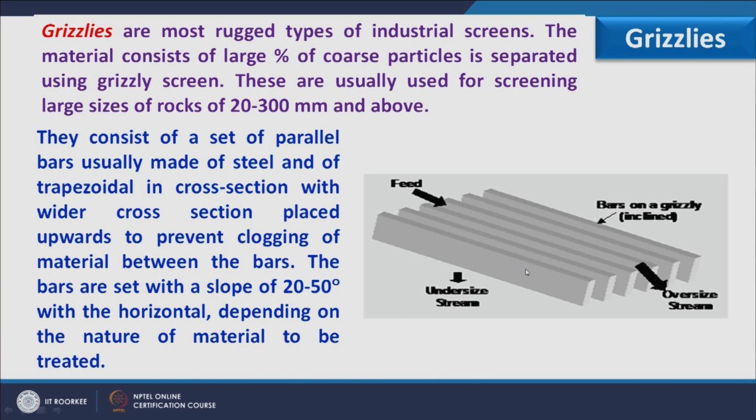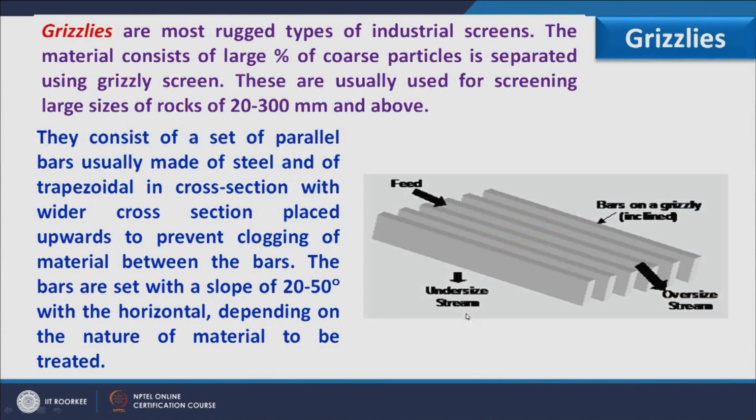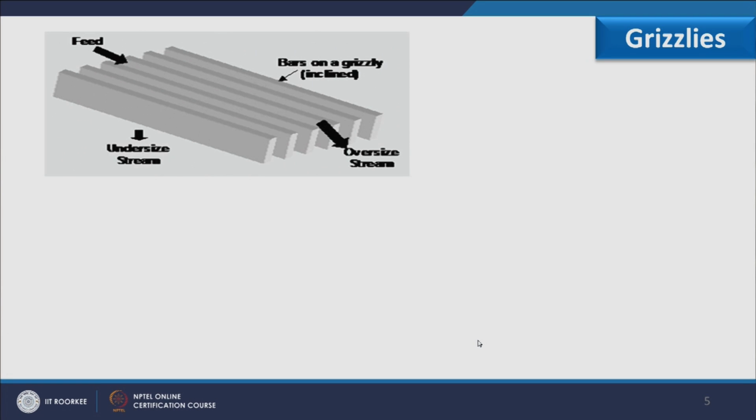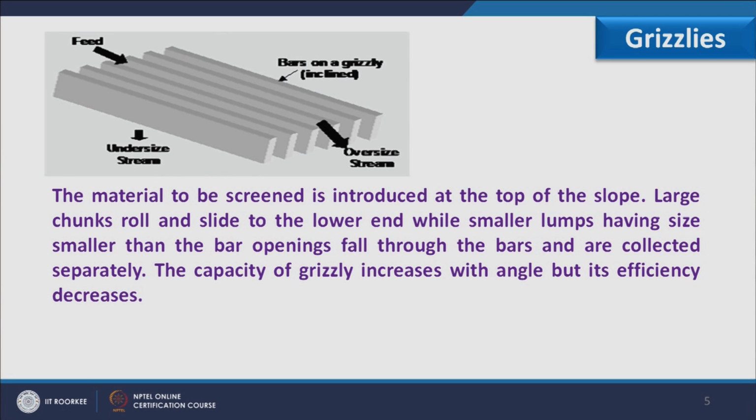Due to that movement, the material passes through it, and in some other Grizzlies these bars are in standing position and material is continuously falling on them and gets separated. Oversize will remain at the top and smaller or undersized particles will pass through the opening between bars.